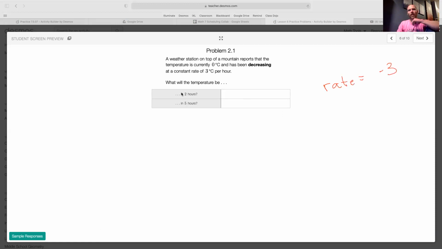And so if I want to figure out how far it drops in 2 hours, I need to do 2 times negative 3 for that one. And then in 5 hours, I'm just going to do 5 times negative 3. And so this one's going to equal negative 6, and this one's going to equal negative 15.